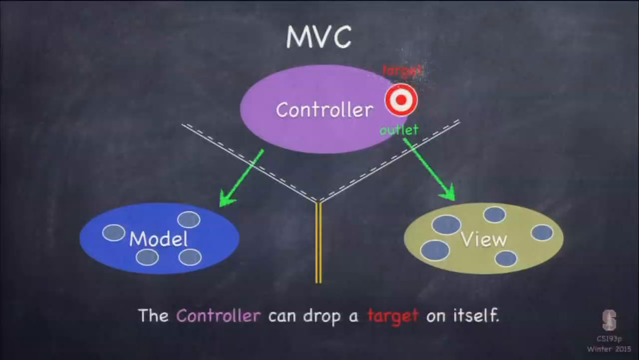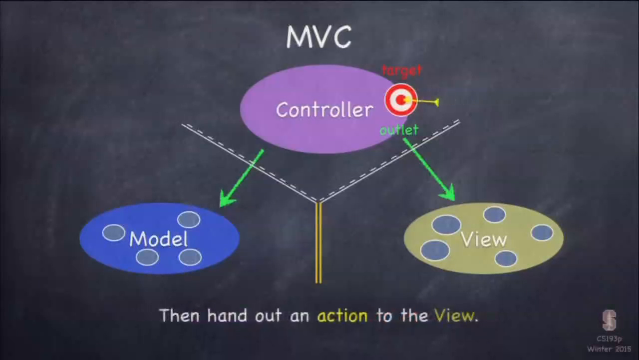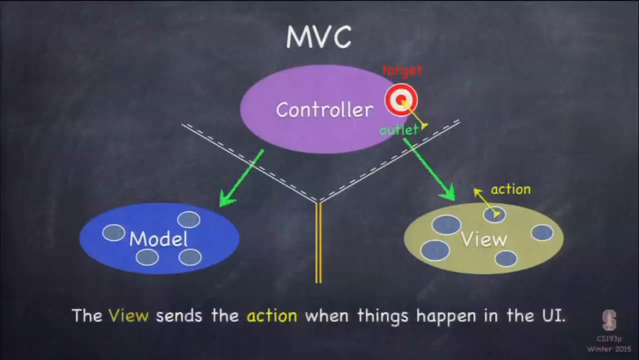So the controller basically drops a target on itself, and then it hands out an action, which is like an arrow, to the view, and says to the view, okay, when you do what you do, like you're a button and someone touches you, or you're a slider and someone moves you, send me that action. Okay? So in this way, the generic button or slider is communicating back to the controller.